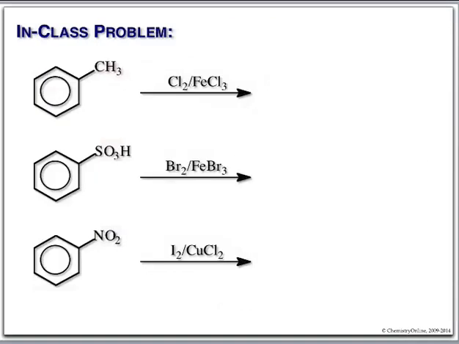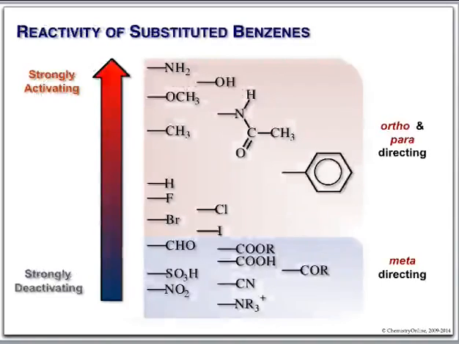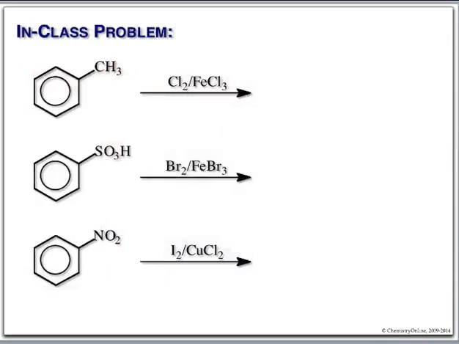So let's look at some very simple problems then. If I take toluene and I do chlorine, iron 3 chloride, first thing you want to do is to go back, think about this. Alkyl group is activating, ortho-para-directing. Right? That's what you say to yourself. Activating, ortho-para-directing. Therefore, what do you put for your answer? We're going to attach our chlorine either ortho or para to the methyl group.